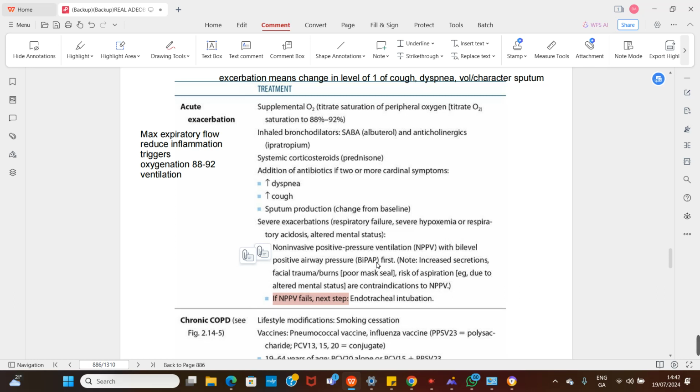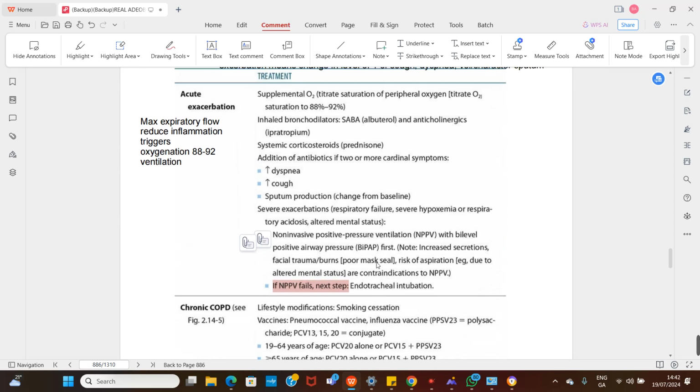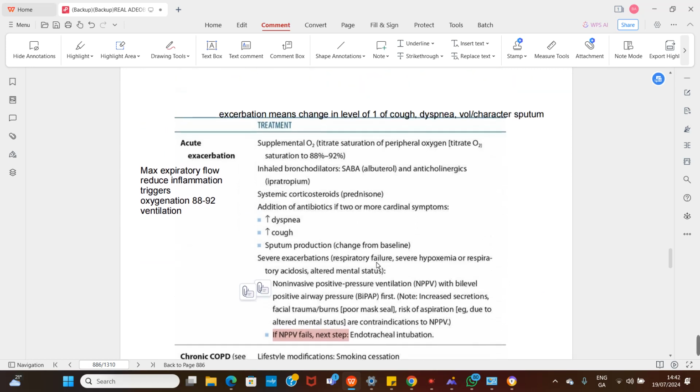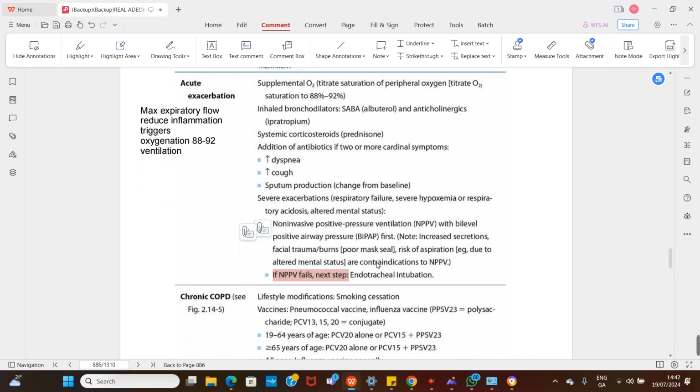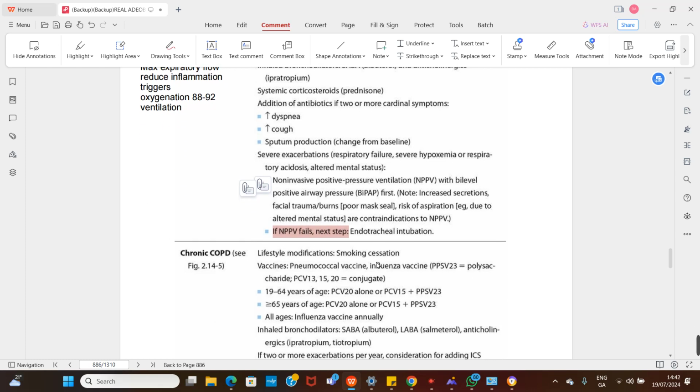I don't know if there's a question in the UWorld that actually tested this antibiotic stuff. I don't think I have the question here, but you just look at the symptoms. Can you count two? Once you can count two, add antibiotics. If you cannot count two, just continue your normal management without antibiotics.